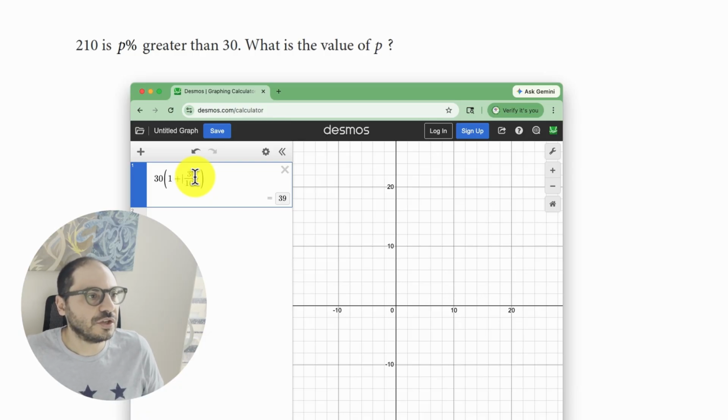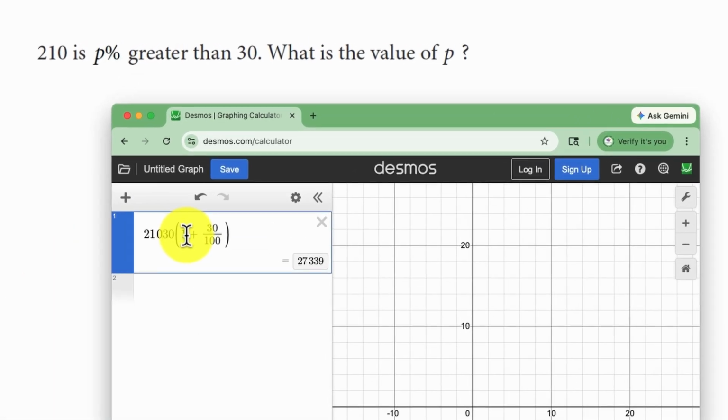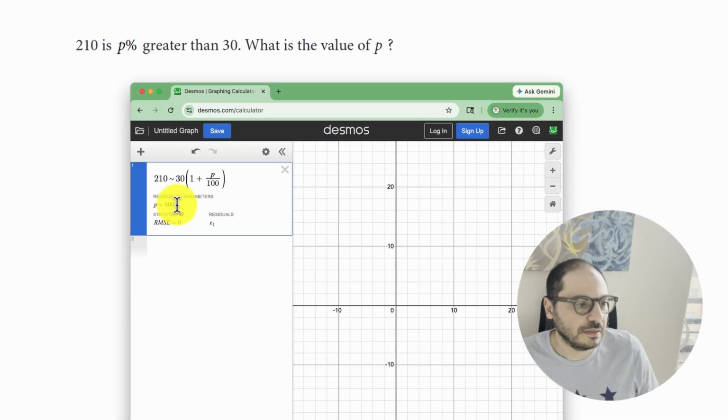But this says 210 is, instead of equals, we're going to do the tilde because we want Desmos to solve it, p% greater than 30. So instead of 30%, we're going to just put p. What is the value of p? 600. And that's it. Hopefully you learned something.